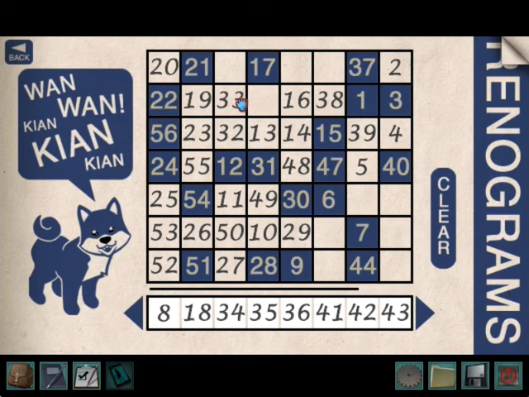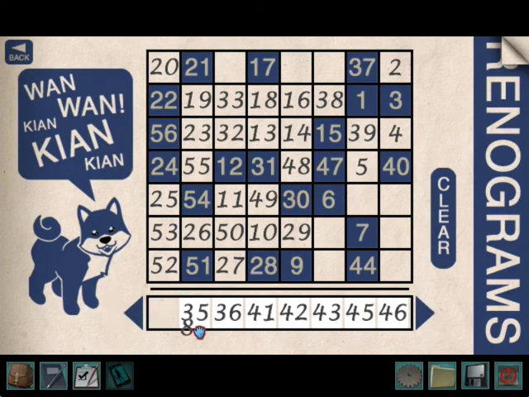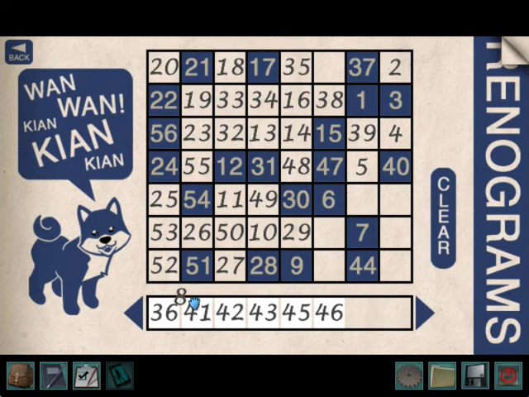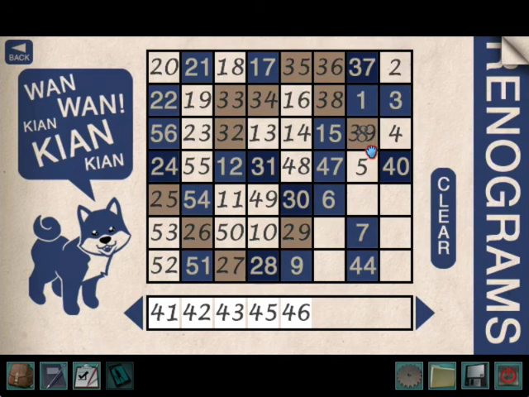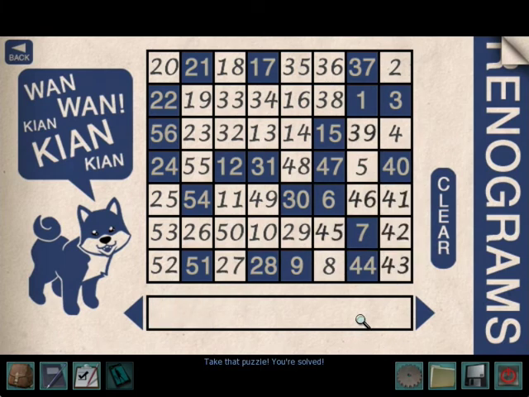Which means that the line from 33 to 37 is... Whoops. I did not mean to do that. Come on. Oh, I have to... There we go. You go there. I'm trying to go forward, not get the number 8. 40... Okay, 45 and 46 pretty much have to go there. Which means the 8 goes at the bottom, and then 41, 42, and 43 there. Take that, puzzle. You're solved.